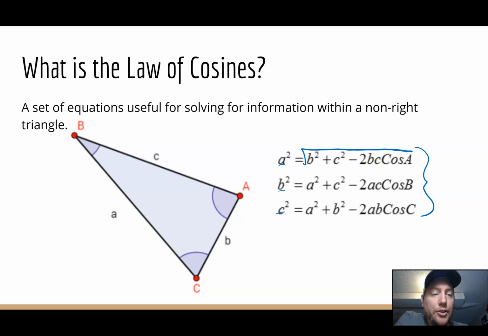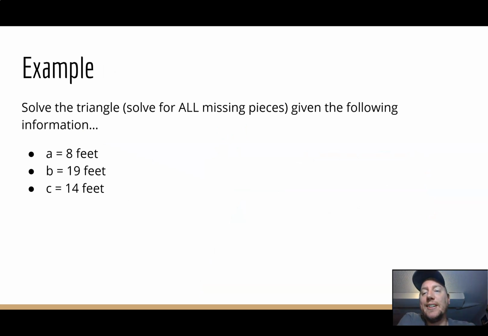Now, if you're solving for an angle, you can rearrange it a little bit, which I'll show you on one of these problems. We use the law of cosines when it is a side angle side problem or a side side side, so the two versions that the law of sines does not work on. So let's try one of those. First one up is going to be a side side side.